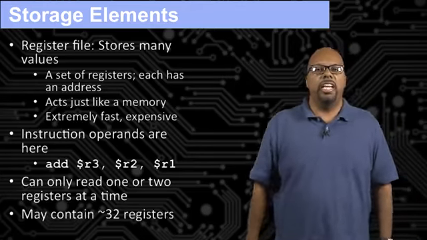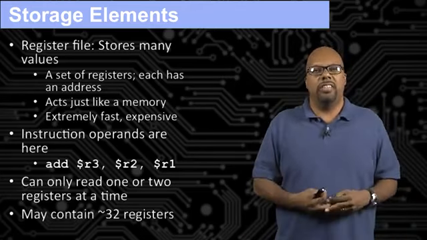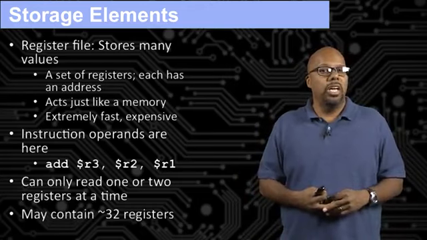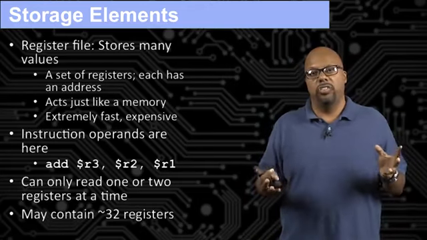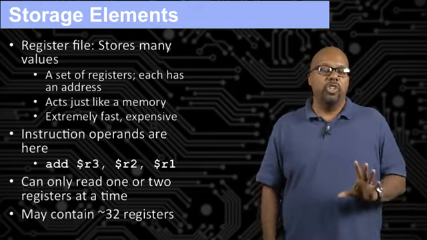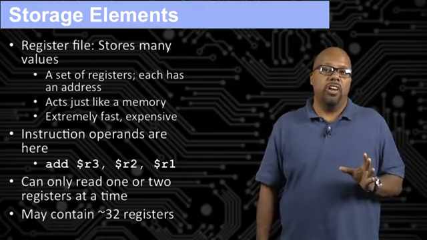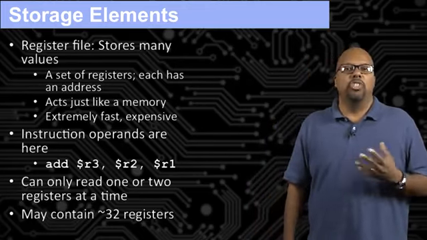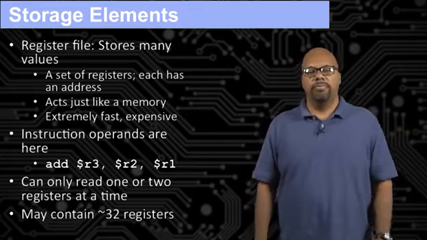A register file often has, say, 32 registers. That's very common to find in a microcontroller: 32 different registers that you can access. So that gives you a hint as to how expensive they are. 32 isn't much, but that's generally all you can afford on a microcontroller.